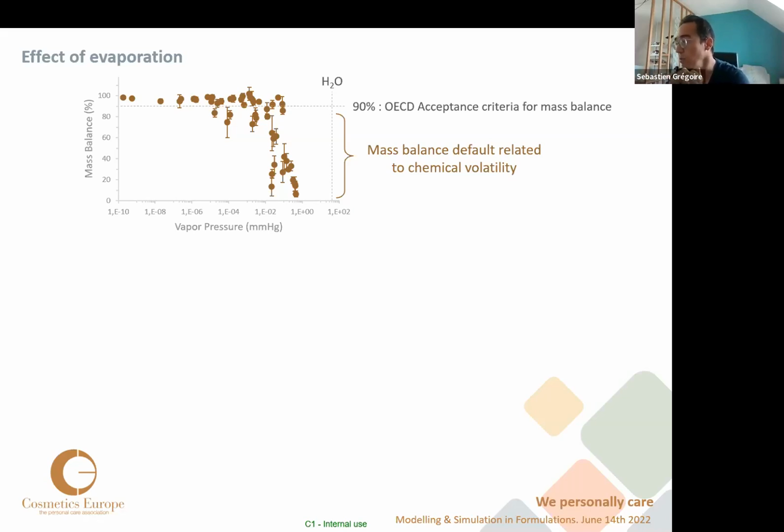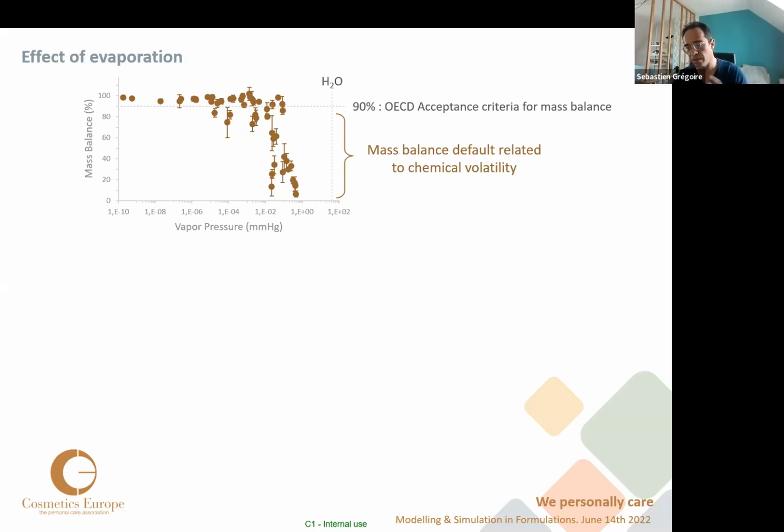Here, in that case, when we plot the mass balance as a function of the vapor pressure, we can see that after a given value for the vapor pressure, around 0.01 millimeter of mercury. Sorry, I don't know the word for mercury in English. So we can see that for such kind of chemical having high volatility, the mass balance decreased. That is related to the volatility of the chemical. Of course, a part of the chemical can be lost simply because it evaporates over the time.